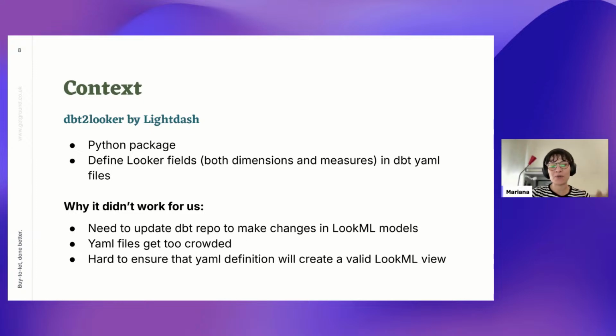My first attempt at solving this problem was to use a tool called dbt to Looker. This is a Python package that was already developed by Lightdash. In summary, this package works by defining the Looker fields, both dimensions and measures, directly in the dbt YAML files. However, this didn't work quite well for us since it required updating the dbt repo in order to make changes in the LookML models. The YAML files would also get too crowded, which affected readability, and we found it hard to ensure that the YAML definitions would create a valid LookML view.